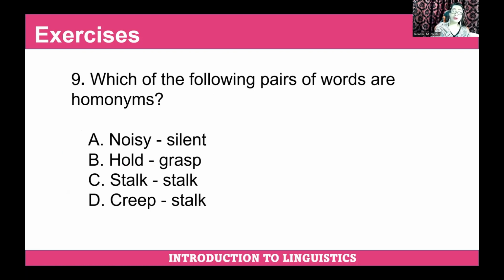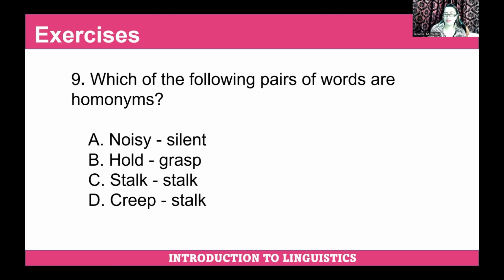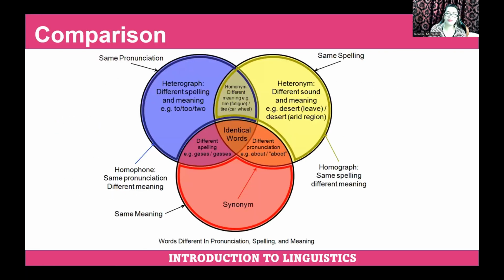Let's have the last number. Which of the following pairs of words are homonyms? A, noisy, silent. B, hold, grasped. C, stock, stock. And letter D, crypt and stock. What is your answer? Homonyms. The answer is, are you sure? Homo means one. What is the meaning of homonym? Tama ba ang ating correction? What is the meaning of homonyms?